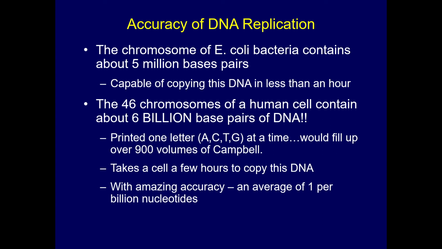And so here's some accuracy for you. The chromosome of E. coli contains about 5 million base pairs, and it can copy that DNA in less than an hour. Now there are 46 chromosomes in human cells, and that's 6 billion base pairs. So if you print one letter of that at a time, you could fill up over 900 volumes of Campbell's soup, or you could take a cell a few hours to copy this DNA with amazing accuracy, right? There's maybe one mistake per billion nucleotides. So that's really accurate.